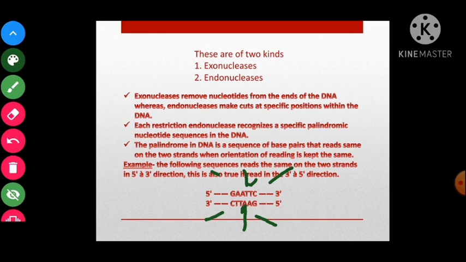So restriction endonuclease only identifies this type of palindromes. Now identify करके कैसे कट करेगा? उसके according restriction endonuclease further divided into 3 categories.